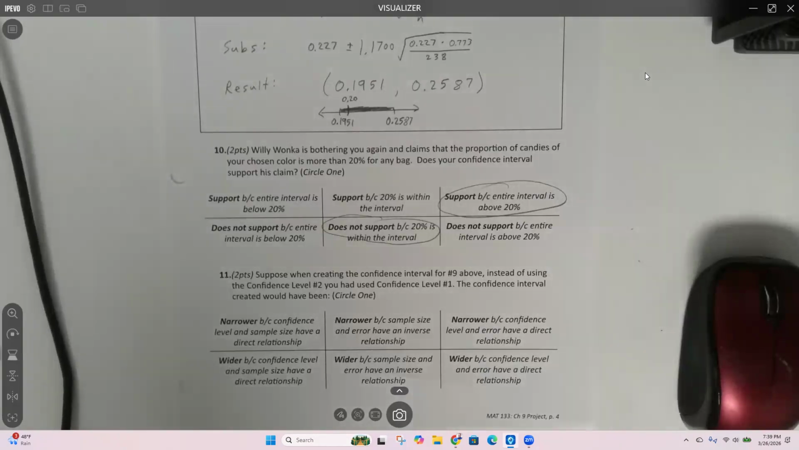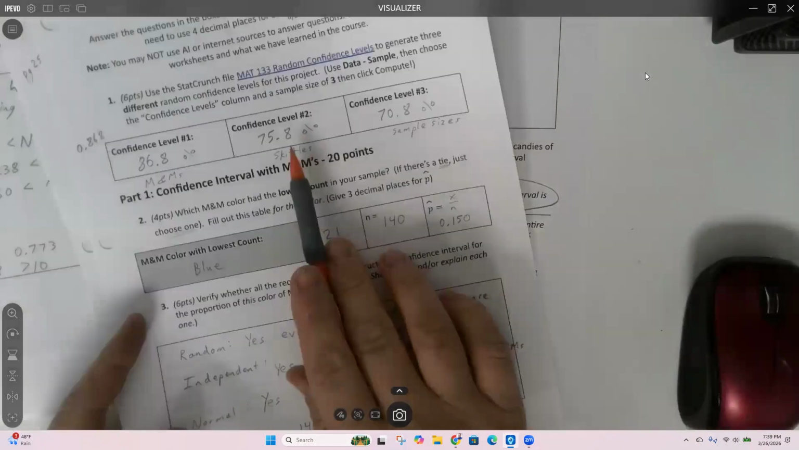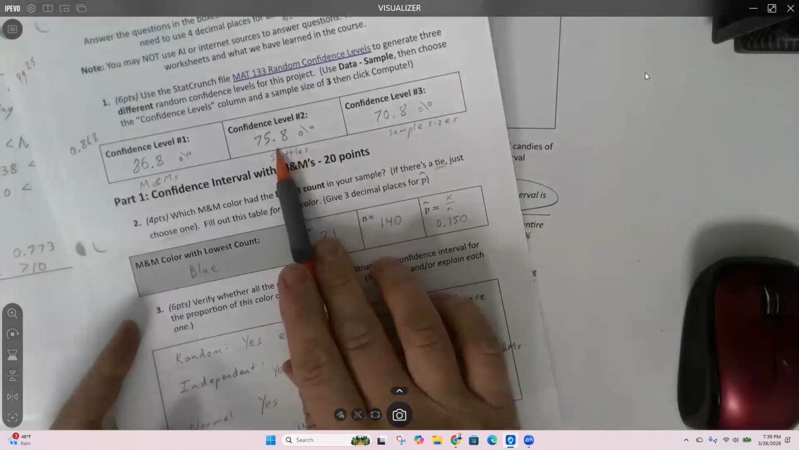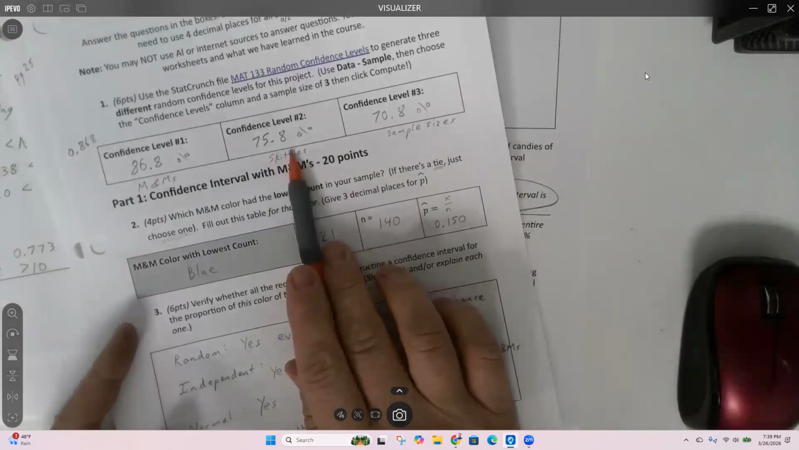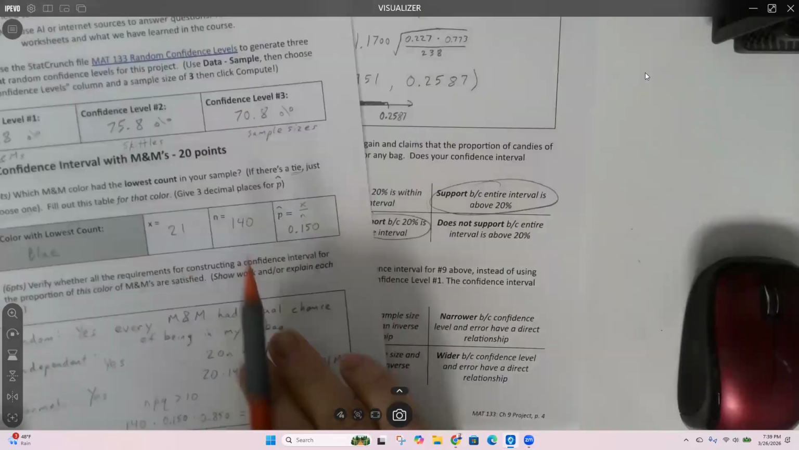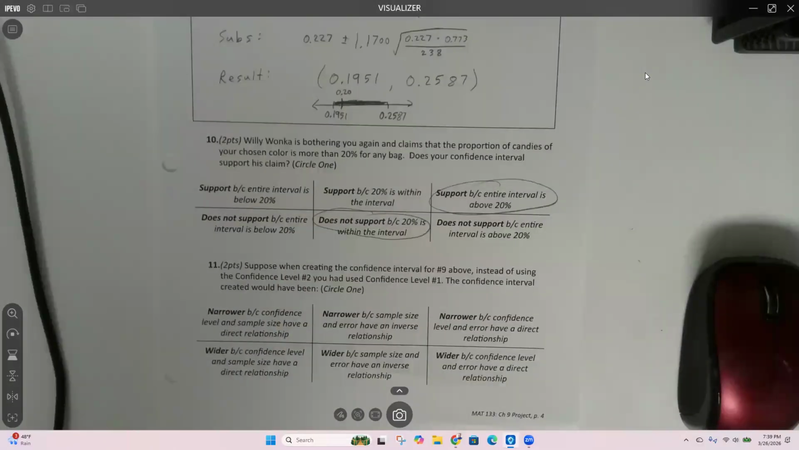But I'm curious what your confidence level was. What was your confidence level? 1.11. Oh, that's your Z value. Sorry, the confidence level you had for number two? Number two was 73.3%. Oh, so yeah, your confidence level is pretty small. So you're 73% confident that the true value is somewhere in that range.